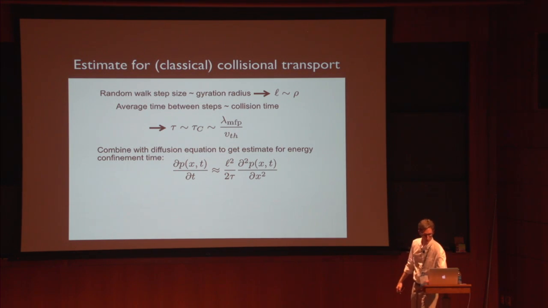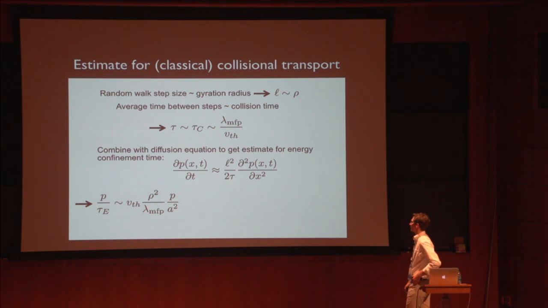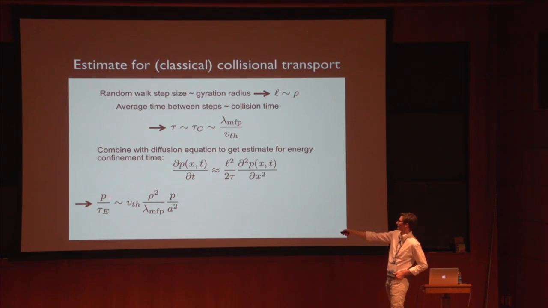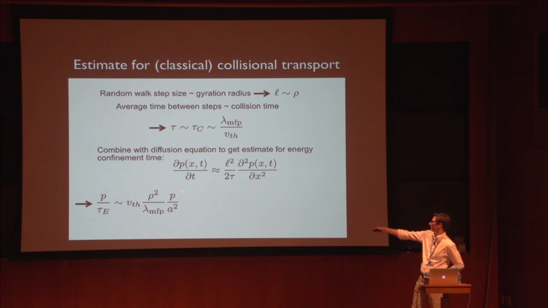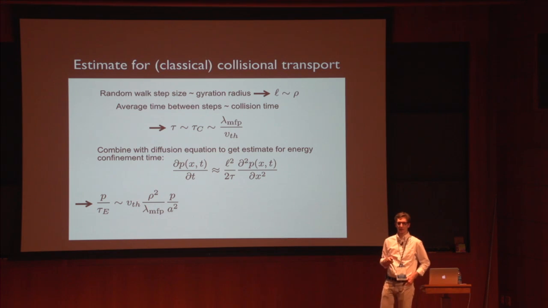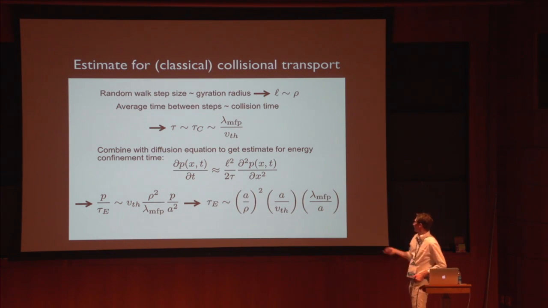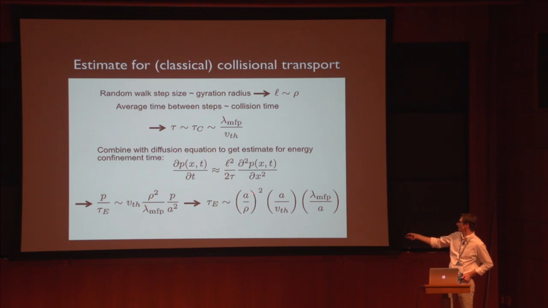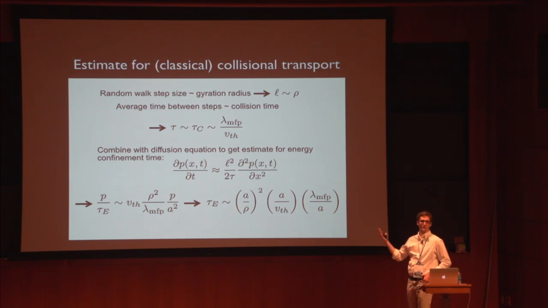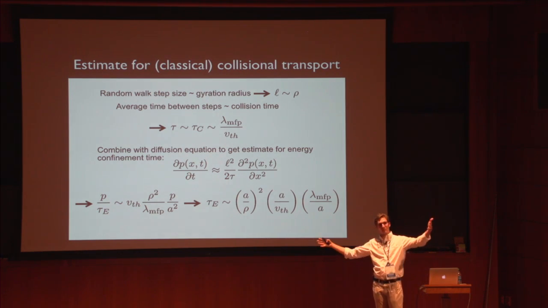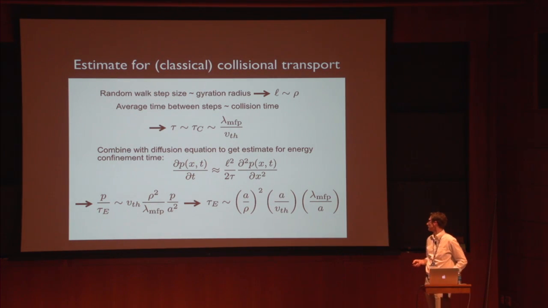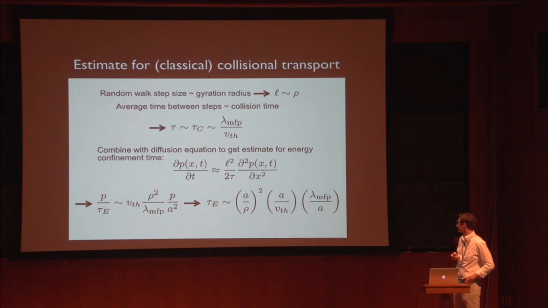So we have our diffusion equation to describe this process, and this gives us that the pressure over the energy confinement time is this quantity, where all I've done is plug in the step time and the step size. And so this tells us that the energy confinement time looks like this. So A here is a system size scale in the problem, so say a meter, the size of the device. And we see that that, of course, should be much, much larger than the Larmor radius if we want to have a confined plasma.